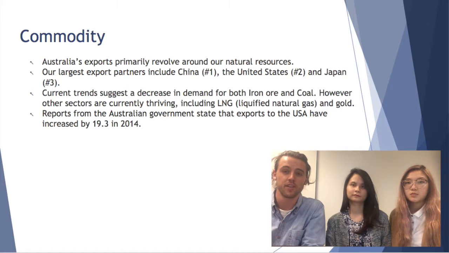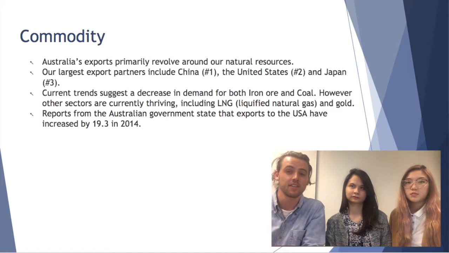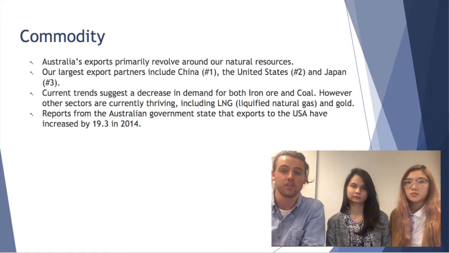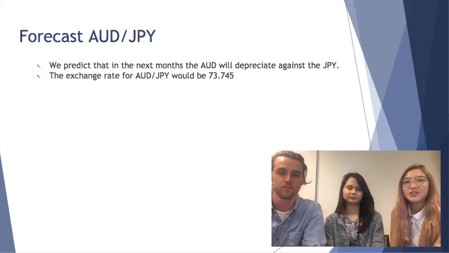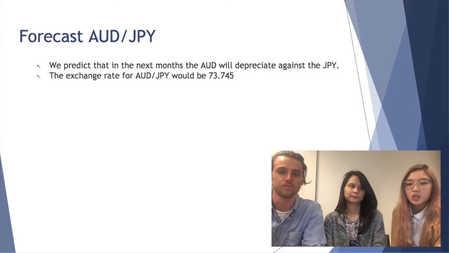This reduction in demand is reflected in the little amount of investment for new mining projects in Australia, indicating that a global decrease in demand for some of Australia's traditionally more popular commodities will have an adverse effect on our economy. And the final forecast for the Australian dollar and the Japanese yen is that in 3 months' time, it is predicted that the Australian dollar will depreciate against the Japanese yen, trading at a rate of 0.74 Japanese yen.